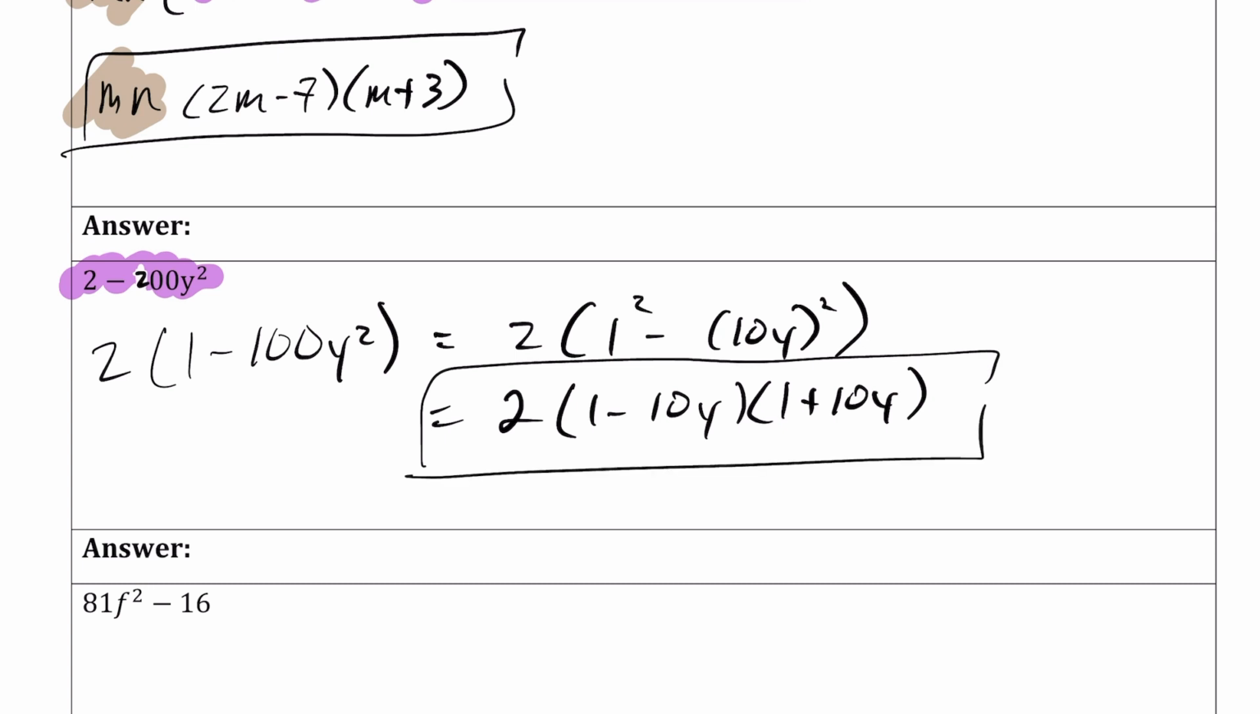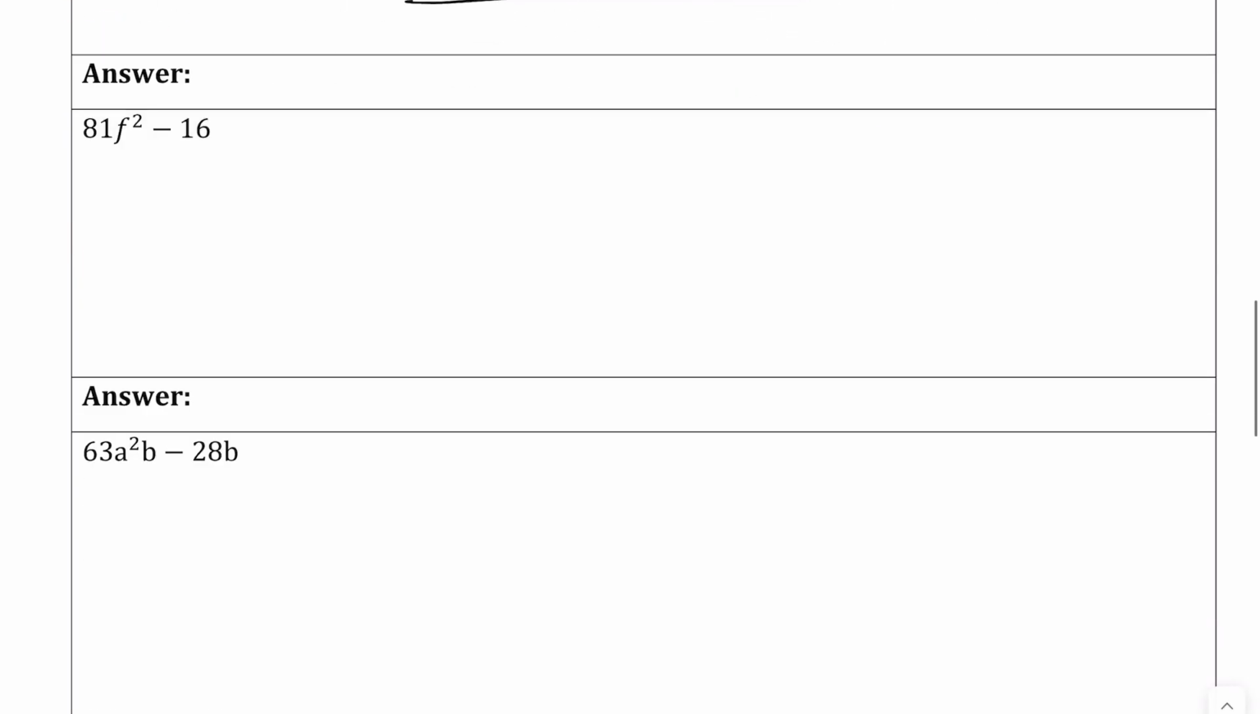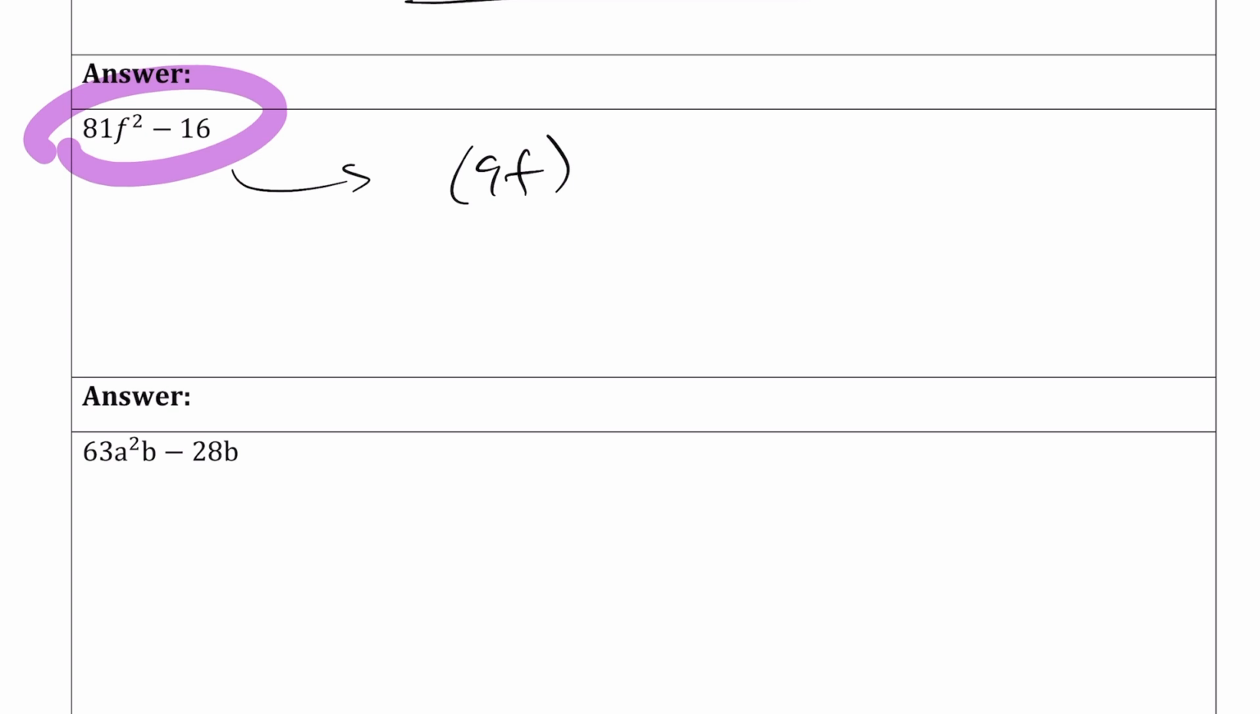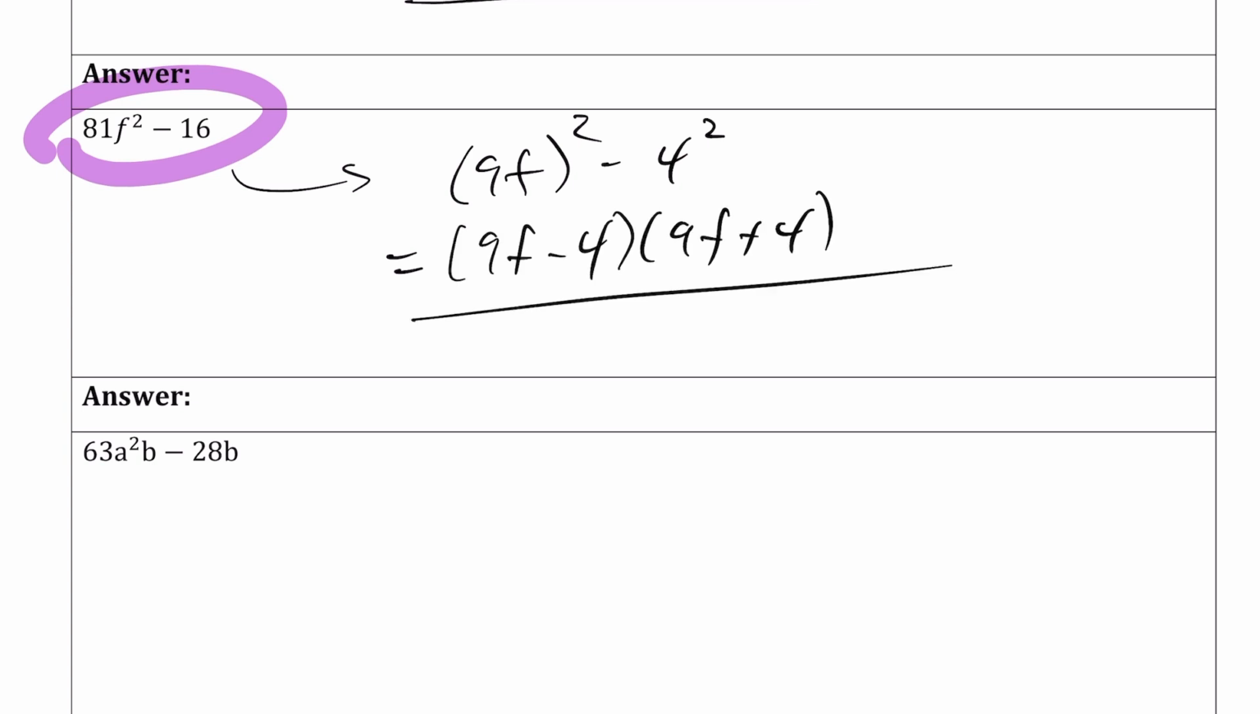For the next one, continuing on here, again, difference of squares. As long as I can write these as powers of 2, which I can, I can rewrite the 81f squared as 9f quantity squared. And likewise, I can write 16 as 4 squared. This will factor into 9f minus 4 times 9f plus 4.